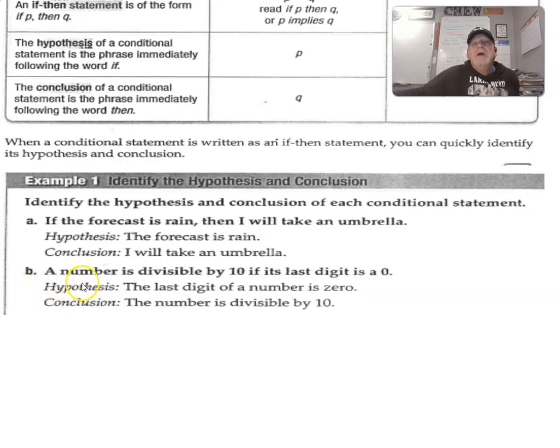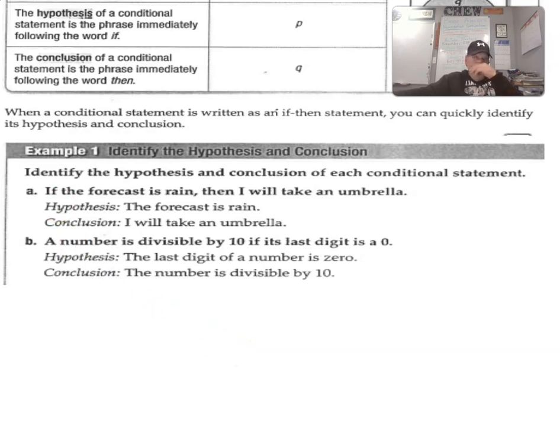Example 1b. A number is divisible by 10 if its last digit is a 0. The hypothesis would be the last digit of a number is 0. Now see, this is kind of tricky because that's the part after the if. And then the conclusion will be the number is divisible by 10. Sometimes you have to rewrite the conditional statement in if-then form. I would rewrite it: if a number's last digit is 0, then the number is divisible by 10.